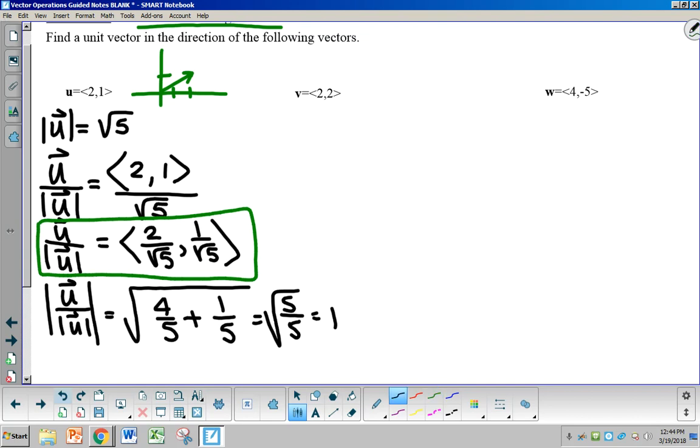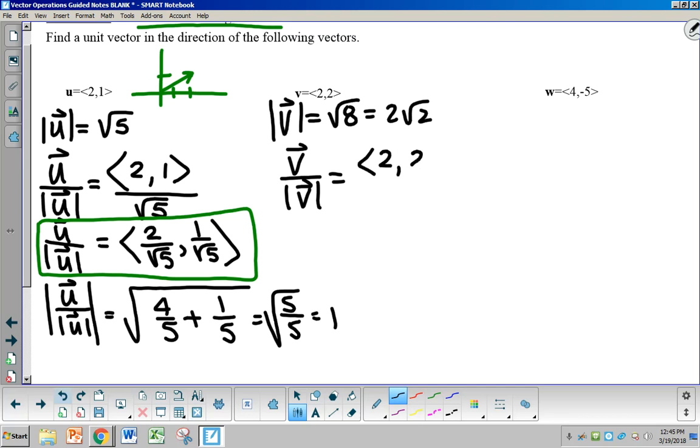All right, let's find the unit vector for v. First thing we have to do is find its magnitude. What is the magnitude of v? It's root 8, which is 2 root 2. And to find a unit vector, I take that vector and divide by its magnitude. So I'm going to get 2, 2, and divide by its magnitude, which is 2 root 2. I divide that into each one of them, and I get 1 over root 2, 1 over root 2. We don't have to rationalize here, but if you were to rationalize that, what number is that? Root 2 over 2, root 2 over 2. Where have we seen that before? The 45-degree angle on the unit circle.